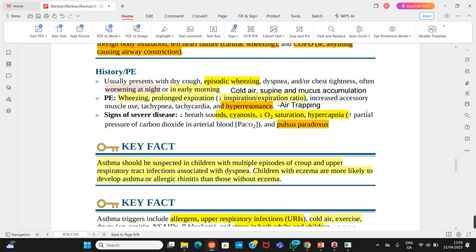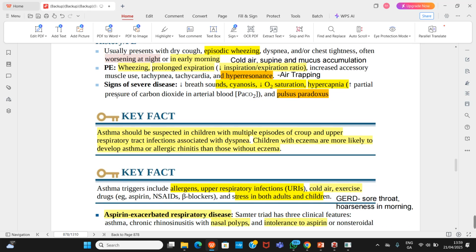They might be using the accessory muscles to breathe. They could have tachypnea, tachycardia, and of course, if you try to percuss the lungs, there's hyperresonance because of air trapping. So the important things to pick here are wheezing, the prolonged expiration, and the hyperresonance.